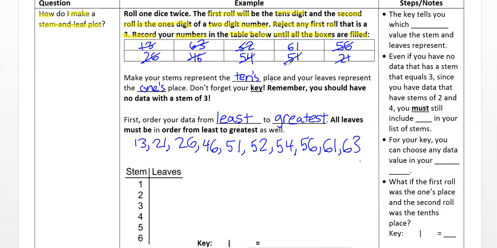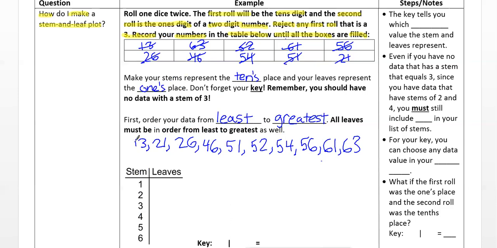So it looks like I have 2 rows of 5. So I should have 10 values, right? I'm really finding the area of this rectangle. Okay, how many values do I have here? 3, 6, 9, 10. Good. Awesome. The stems are already written for me.